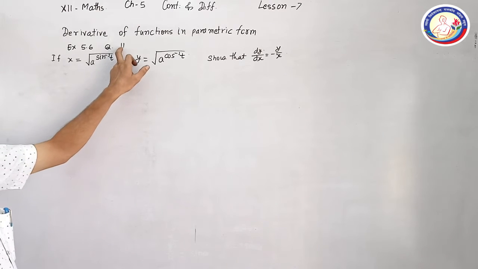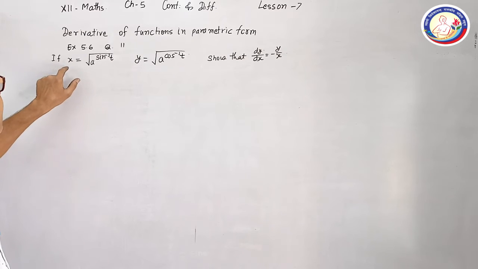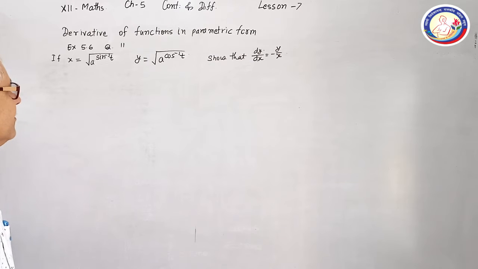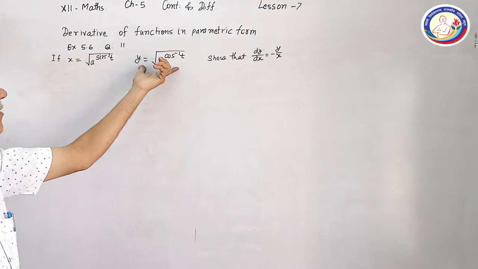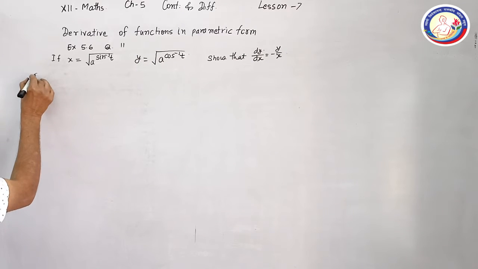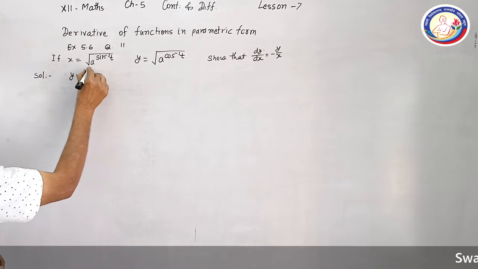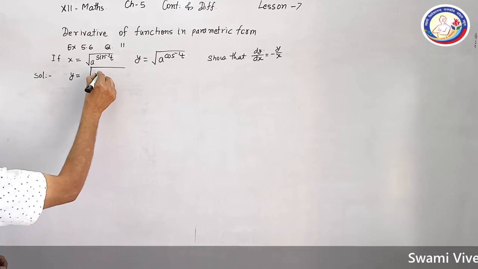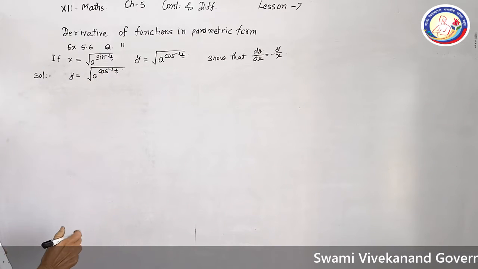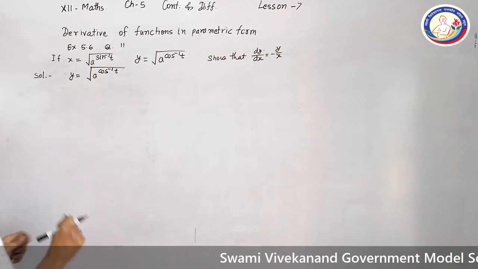Now I am taking example 11. Question for solution. We are given x as this function and y as this function in parametric form. First, I am finding the derivative of y with respect to t. y equals square root of a raised to power cos inverse t. So we will use the chain rule here.